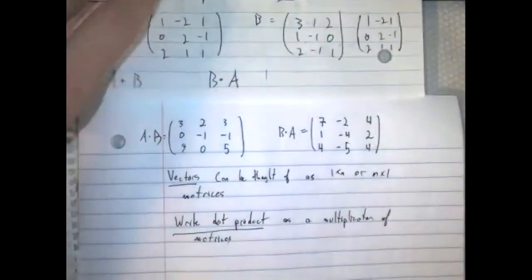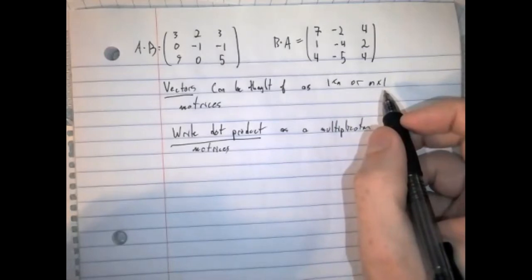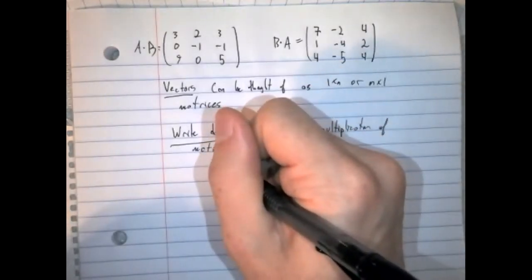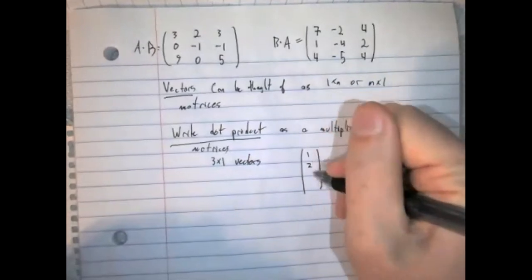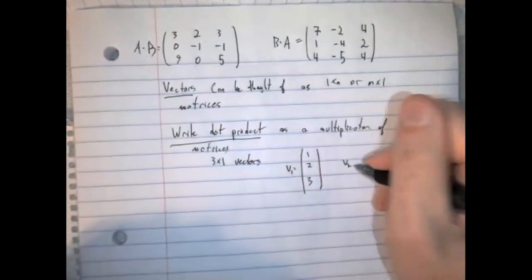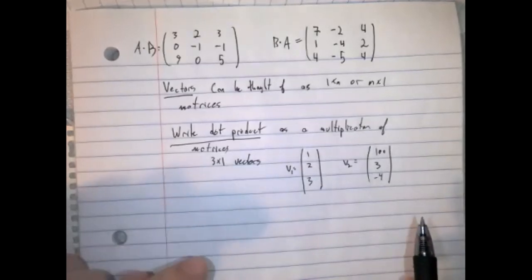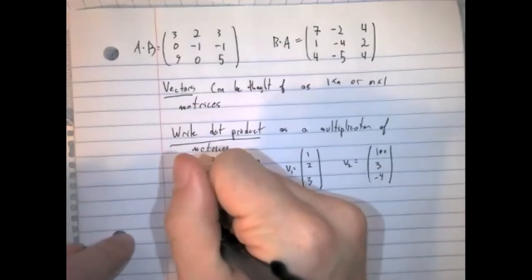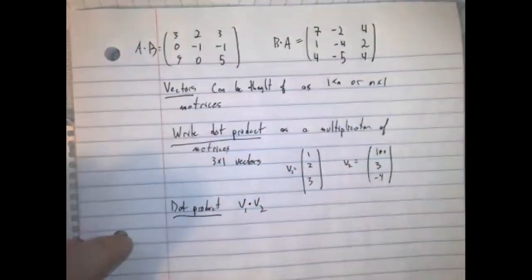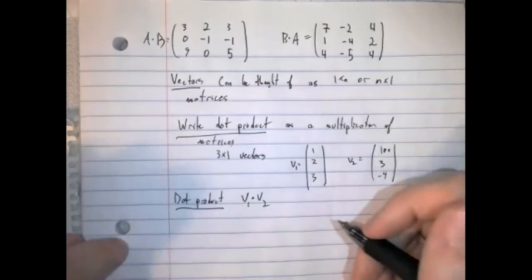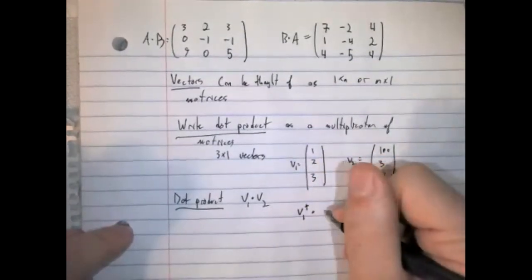Let's say that I have two vectors in the same n by 1 family. So let's take 3 by 1 vectors. So I'll call one vector v1, equal to 1, 2, 3. And I'll call v2 equal to 100, 3, negative 4. So these are two vectors. And I can find the dot product v1 dot v2. Well, in this situation, I can write this as the matrix multiplication given by v1 transpose times v2.